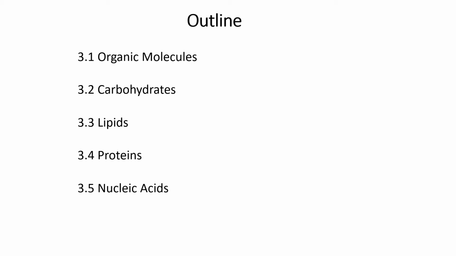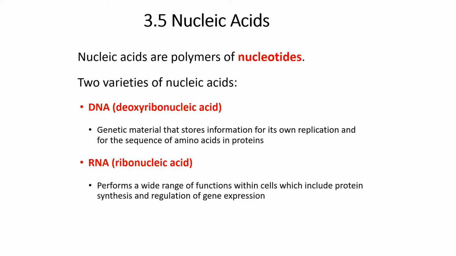Hello class, this is part 5 of organic molecules. It'll be over nucleic acids. Alright, so the building blocks for nucleic acids are called nucleotides. So nucleotides are the monomers, the building blocks. The polymers are called nucleic acids.